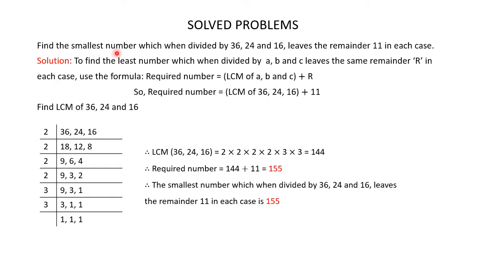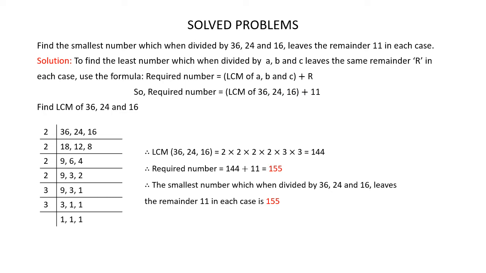Find the smallest number which when divided by 36, 24 and 16 leaves the remainder 11 in each case. Now, to find the least number which when divided by A, B and C leaves the same remainder R in each case, you have to use the formula: required number is equal to LCM of A, B and C plus R. So here in this problem, A, B and C are the numbers 36, 24 and 16. R is the remainder 11. So the required number is equal to LCM of 36, 24 and 16 plus 11.